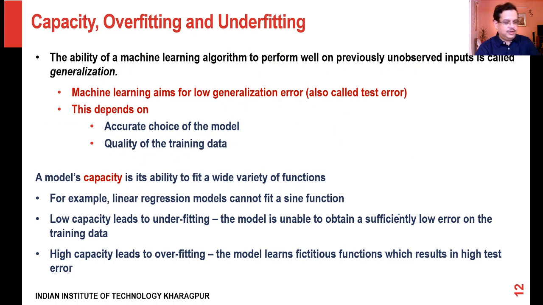Now, a few important things that we need to understand while understanding machine learning in general are these terms of the capacity and the notion of overfitting and underfitting. So, the ability of a machine learning algorithm to perform well on previously unobserved inputs is called generalization. Now, let's understand what we mean by this.